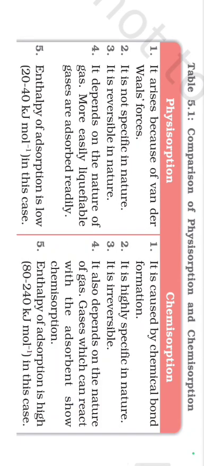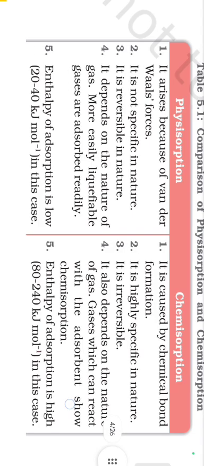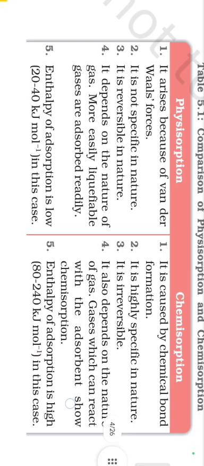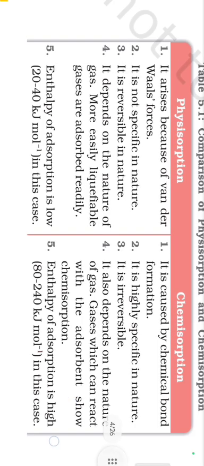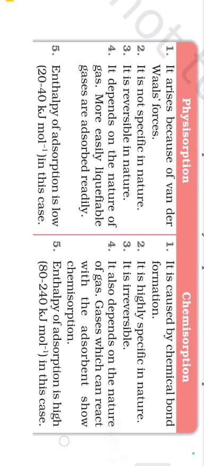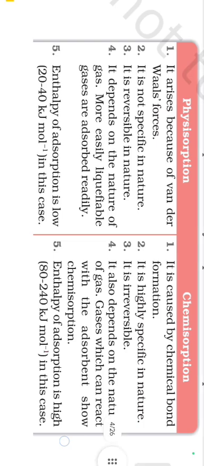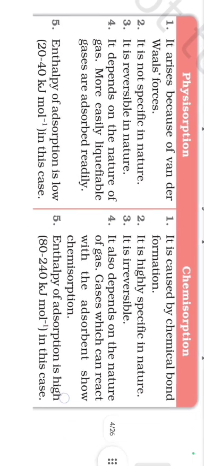Physisorption. First, it arises because of van der Waals forces. Second, it is not specific in nature. Third, it is reversible in nature. Fourth, it depends on the nature of gas. More easily liquefiable gases are adsorbed readily. Fifth, enthalpy of adsorption is low, 20 to 40 kilojoule mole inverse in this case.